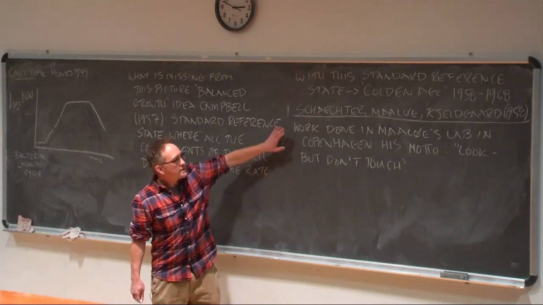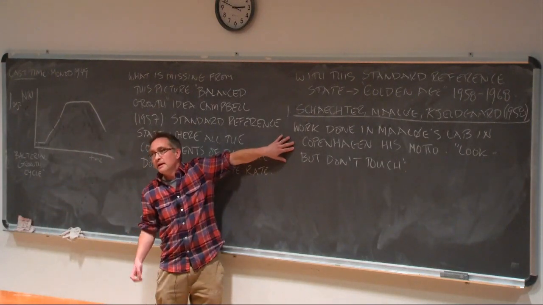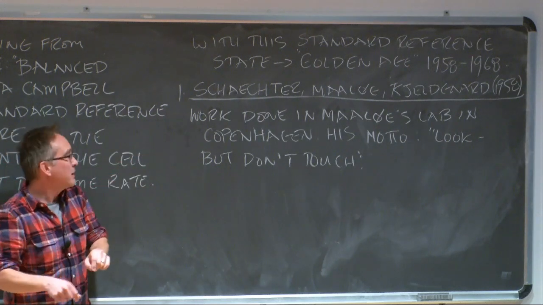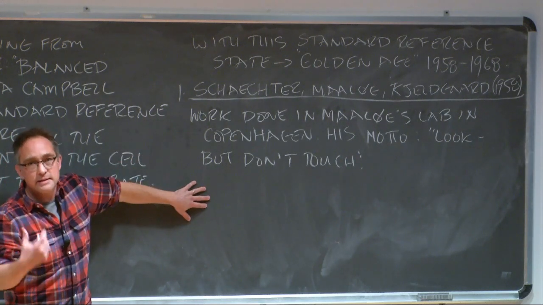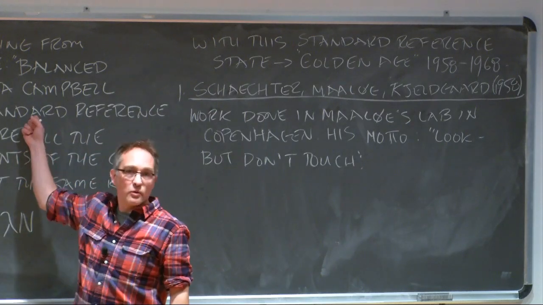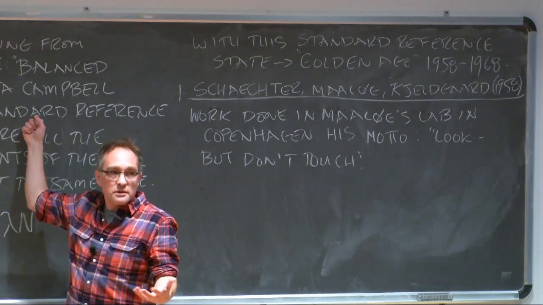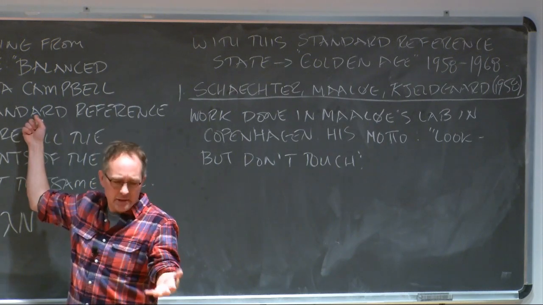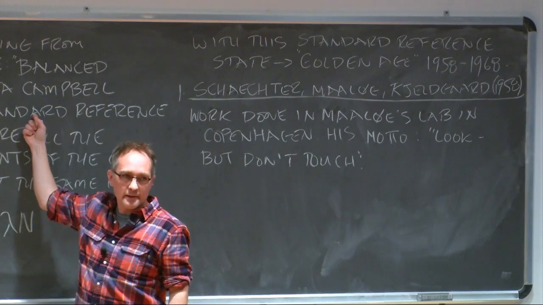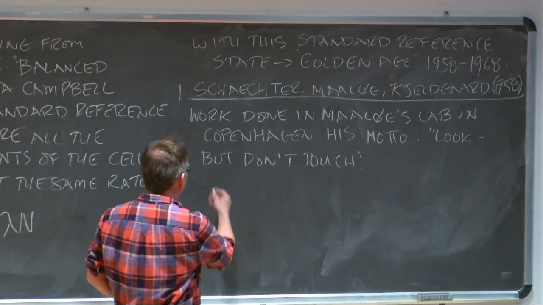Okay, and so what I want to talk about is this first paper from 1958. It's the first of a two-part series published back-to-back. The first one is steady state. So these cells are in balanced exponential growth. And all they do is look at the chemistry. They say, how much DNA per cell is there? How much mass per cell is there? How much RNA per cell is there? Okay?